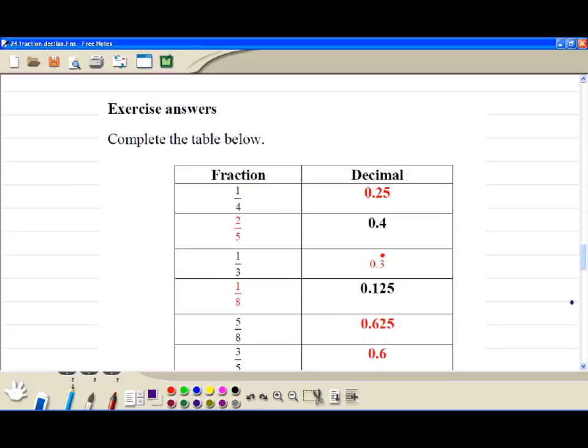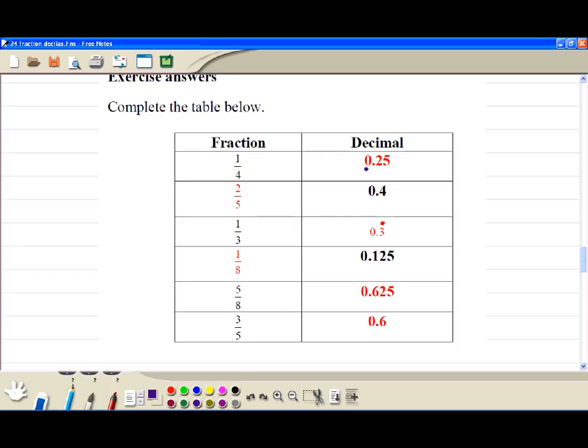Here are the answers. 1/4 is 0.25, 0.4 simplified is 2/5, 1/3 is 0.3 recurring, 1/8, a common fraction, is 0.125. Now if you're looking for 5/8, basically if you multiply that answer by 5, you will get this answer here. And 3/5 is equal to 0.6.